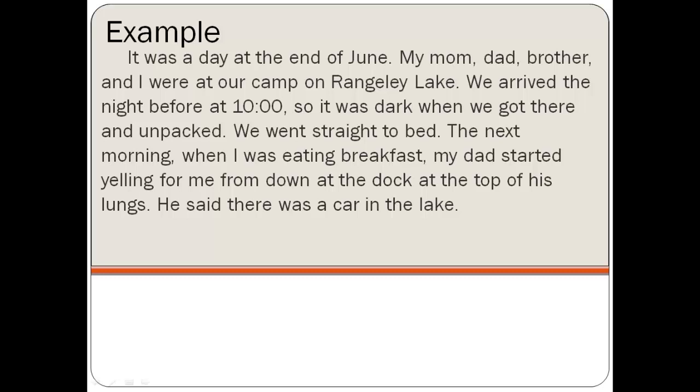It was a day at the end of June. My mom, dad, brother, and I were at our camp on Rangeley Lake. We arrived the night before at 10 o'clock, so it was dark when we got there and unpacked. We went straight to bed. The next morning, when I was eating breakfast, my dad started yelling for me to come down at the dock at the top of his lungs. He said there was a car in the lake.